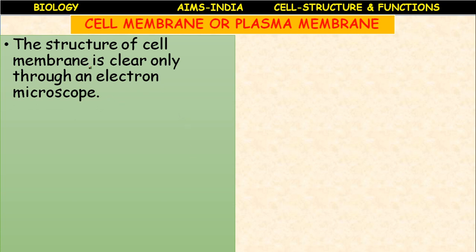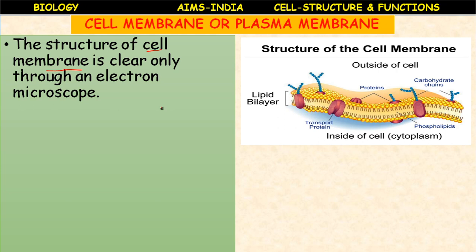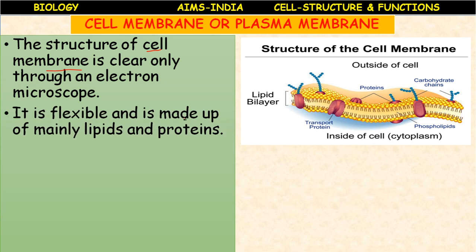The structure of cell membrane is clear only through electron microscope. More clearly you can see this is the internal structure of cell membrane. When you observe the same cell membrane under electron microscope, you will see these structures. It is flexible and is made up of mainly lipids and proteins. The chemical composition of cell membrane or plasma membrane is lipids and proteins.